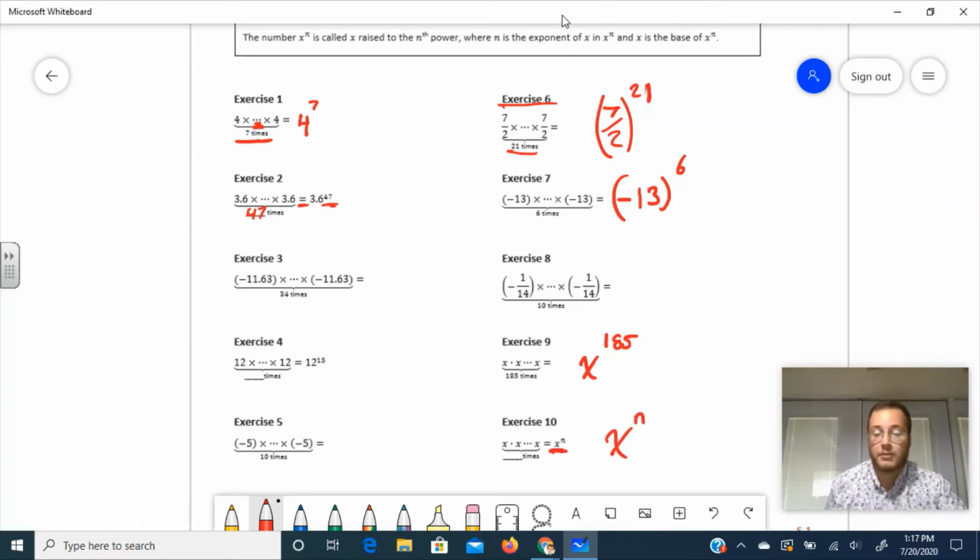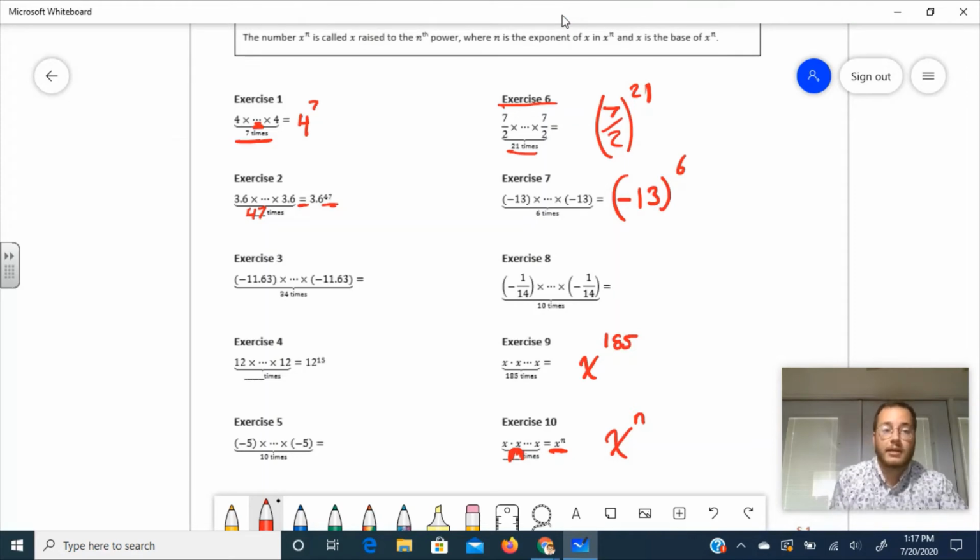Now I have two variables here. I don't know the number that x is, but it's still a number, I just don't know what it is. And I have a variable as the exponent as well. That number can be anything. I don't know what it is. So whenever it's asking me how many times it was multiplied, I don't know, but I do know that n represents that number. So that means x is being multiplied n times.